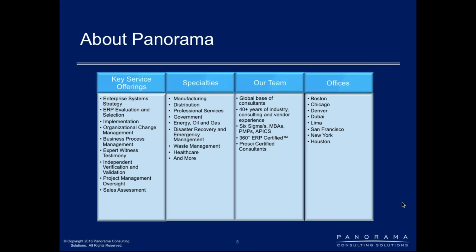And then our team is a global base of industry consultants that have been in the industry for quite some time. There's a typo on the slide that we need to correct. It's not 40-plus years of average industry experience, it's 20-plus. Some of our consultants do have 40 years or more, but the average is more like 20, which is right where I'm at, so the average consultant has about the level of expertise that I have.